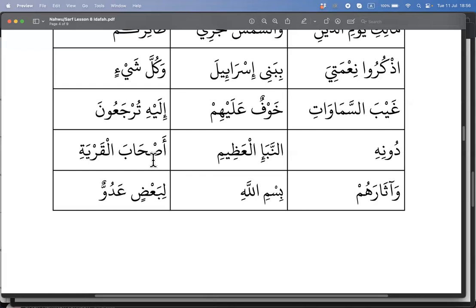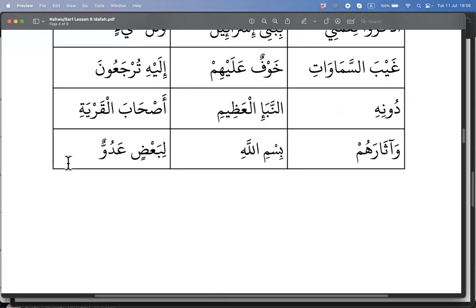Yes, like no alif lam, jar. Good. Wa asarohum. Yes. Good. Bismillah. Yes. Good. Ba'dukum li ba'din aduwwun. No, nothing light, right? Nothing jar, nothing light. Good.